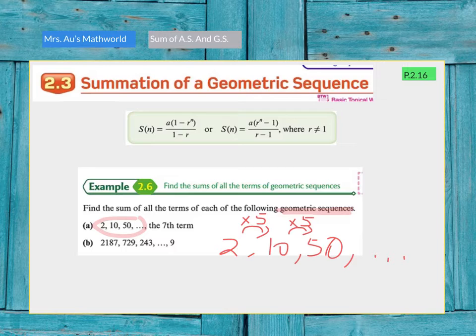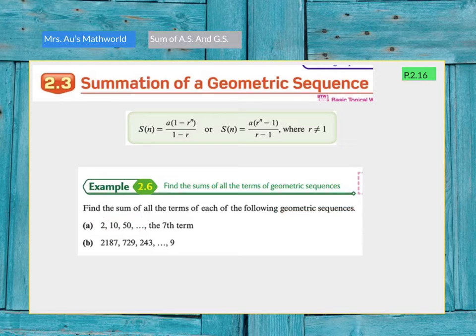Okay? So this means we have already made sure that for part A, we got a geometric sequence with the common ratio equal to 5. Okay? So R equals 5. When we use it, we will save a couple of time. Okay? So we got the other one.